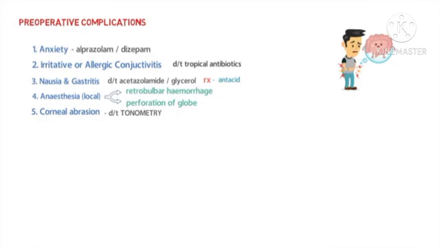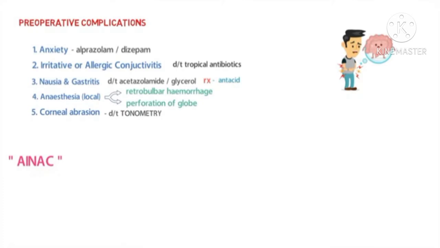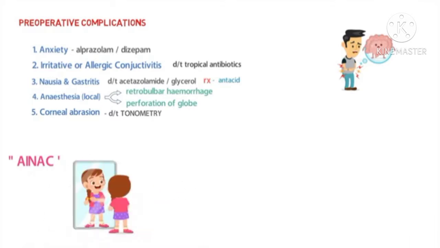Okay, so how can we remember the preoperative complications? Yes, there is a simple mnemonic, that is ainak. What is ainak? Ainak is a Hindi term, and the meaning of ainak is mirror. So A for anxiety, I for irritative or allergic conjunctivitis, N for nausea and gastritis, A for anesthesia, that is local anesthesia, and C for corneal abrasion. So this is about preoperative complications.